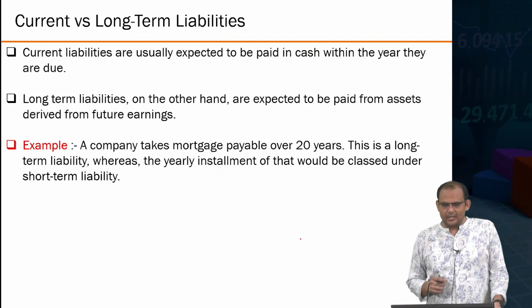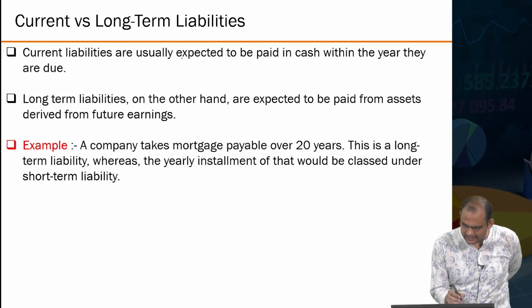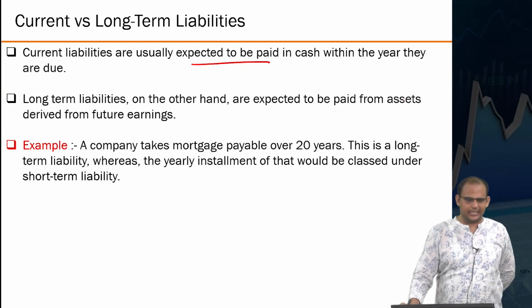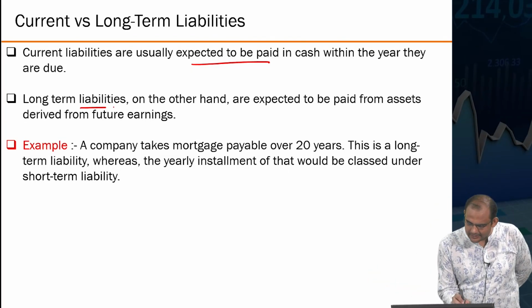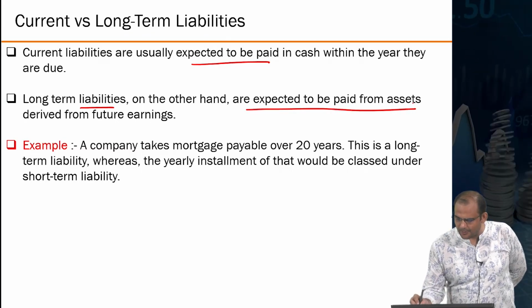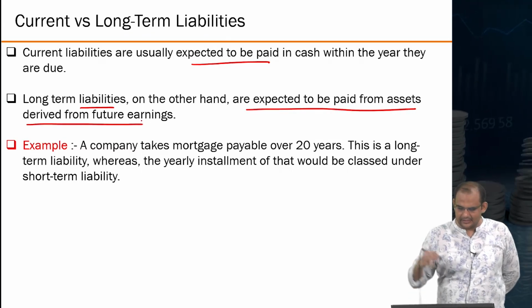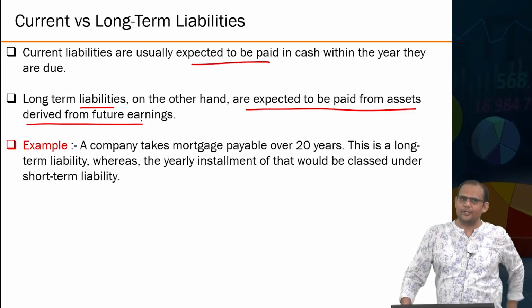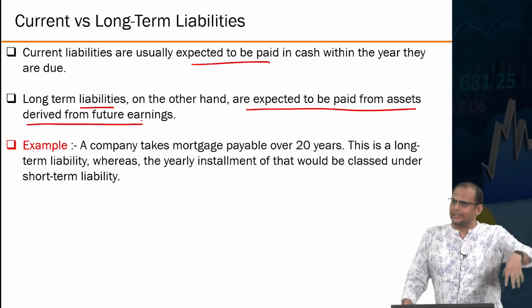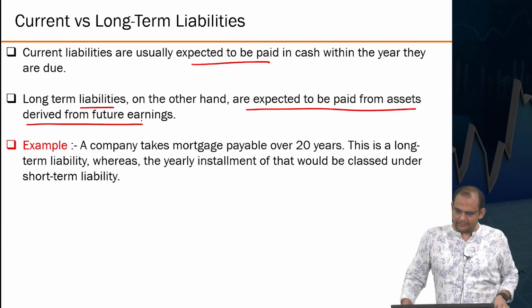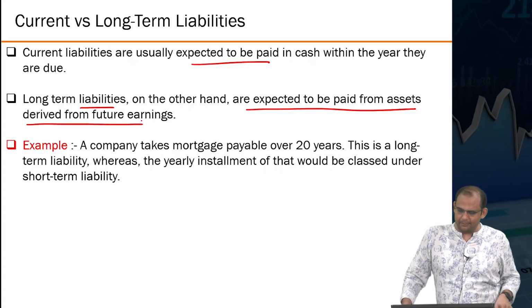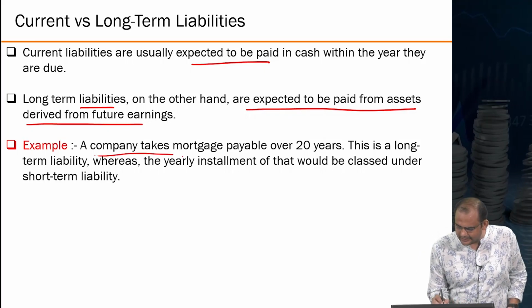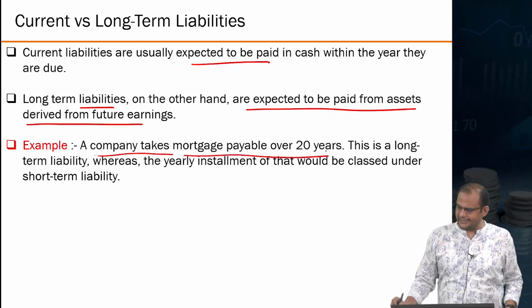All right. So just to give you an example, current liabilities are usually expected to be paid in cash within the year that they are due, and long-term liabilities on the other hand are expected to be paid from assets derived from future earnings. So essentially long-term liabilities you are going to pay over the years. You are going to keep on earning business, making money, and essentially you will use that money to pay some of these liabilities. An example could be a company takes a mortgage payable over 20 years.